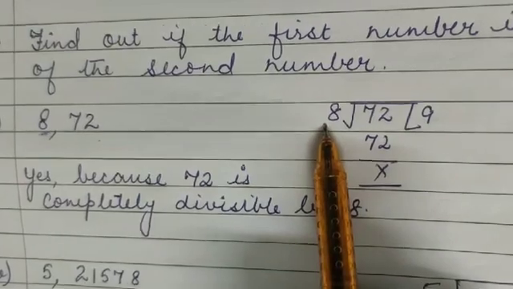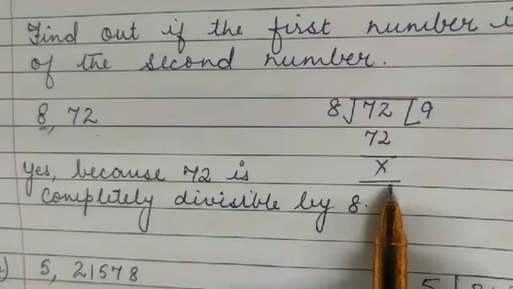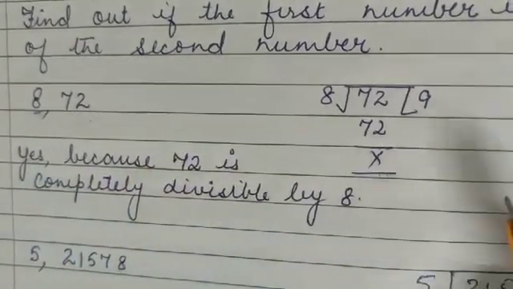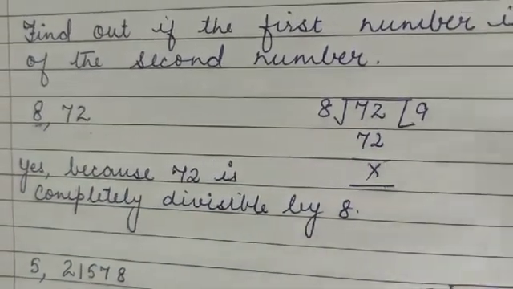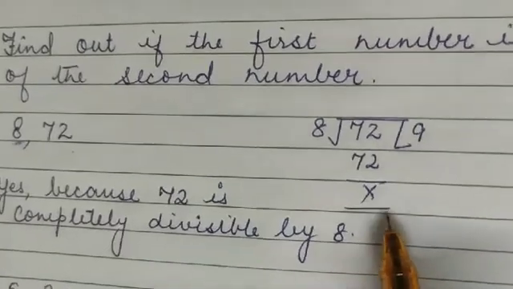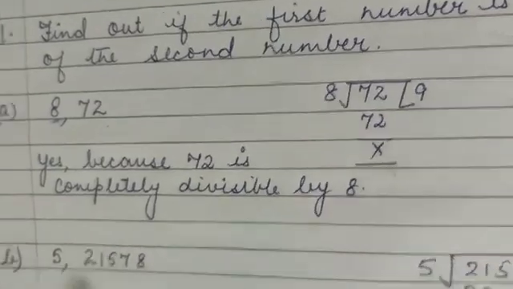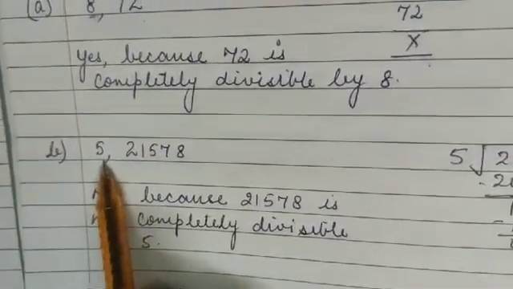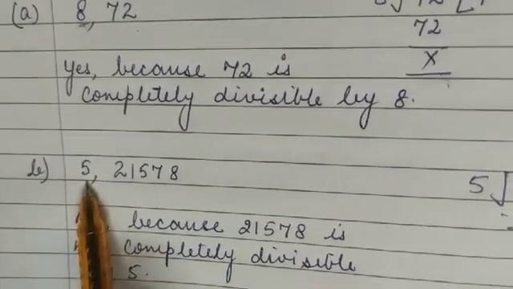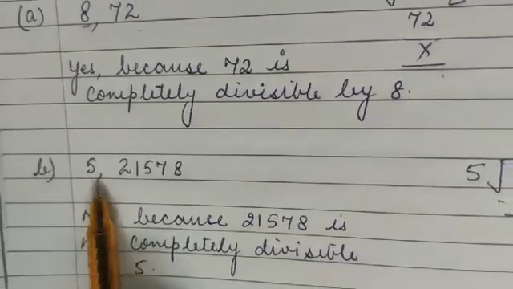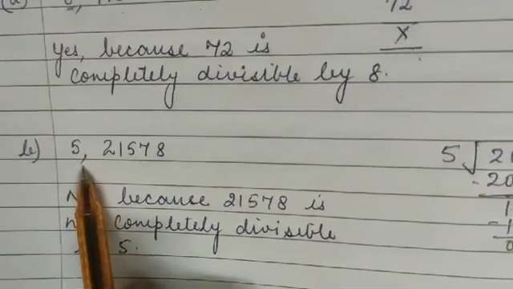So 8 is a factor of 72 because there is no remainder left when you divide it, or when you multiply it, you are getting the answer 8 9s are 72. If you don't know the multiplication, then you can divide, and if there is no remainder, then you can find out the factors. B question, 5 is a factor of this number. So again, you know the table of 5, but it is difficult to say the table of 5 and find this number. So you can divide this number by 5.